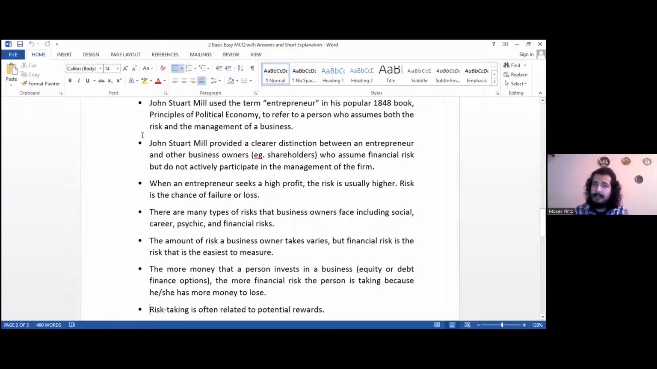And risk taking has often been related to potential rewards. So for instance, the more money that a person invests in a business, the more financial risk the person is taking, because he or she has more money to lose. But the returns are going to be proportionally higher. So that is why the correct option to the question is risk.